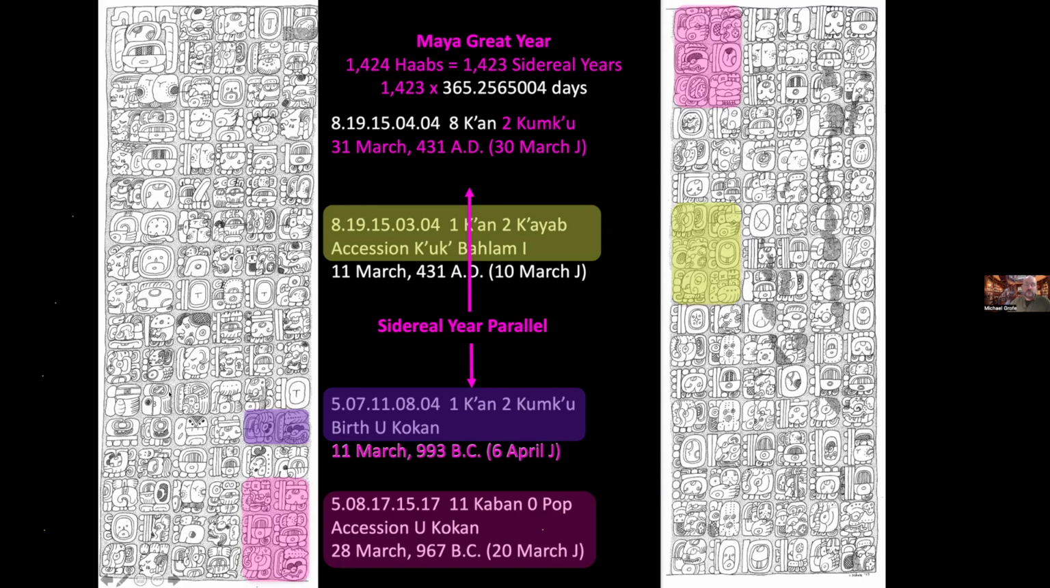I think what's happening here is our friend, K'uk Bahlam II, indeed, if he is the one who did these calculations, is leaving behind a really interesting clue. And this clue is in the form of this 0 Pope date, which ties these two dates together.